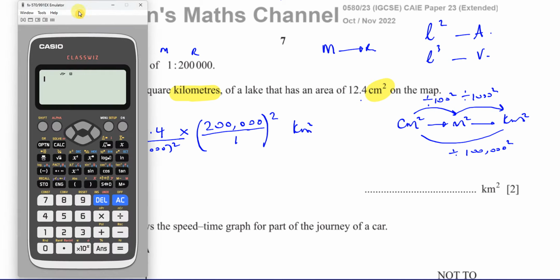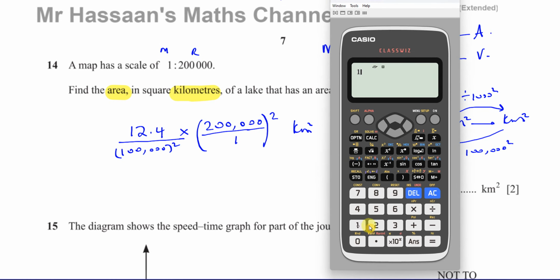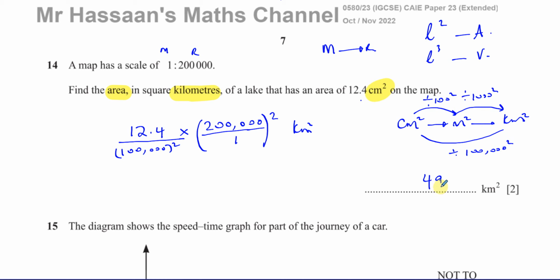So I take my 12.4, I divide it by 100,000 squared, and I multiply that by 200,000 squared. Let's calculate it. And that should give me my answer, which is 49.6 square kilometers. Okay, so that's how we deal with such a question as this.